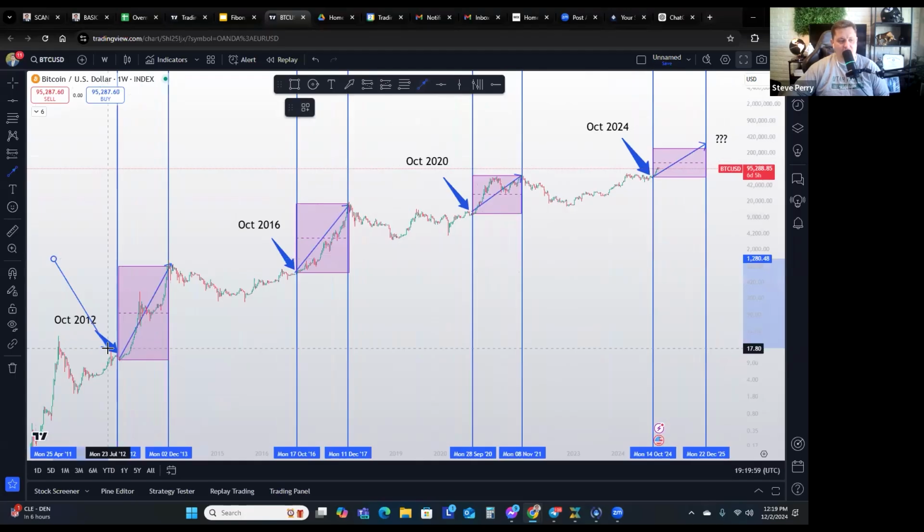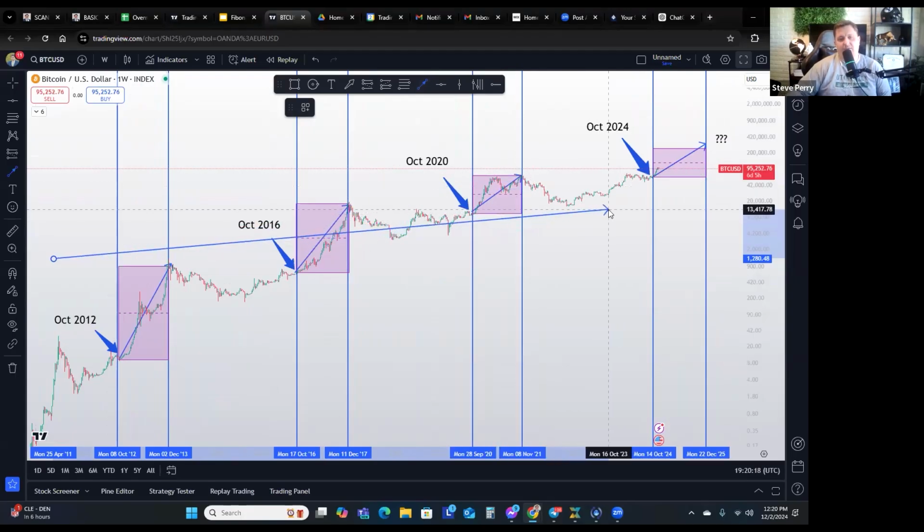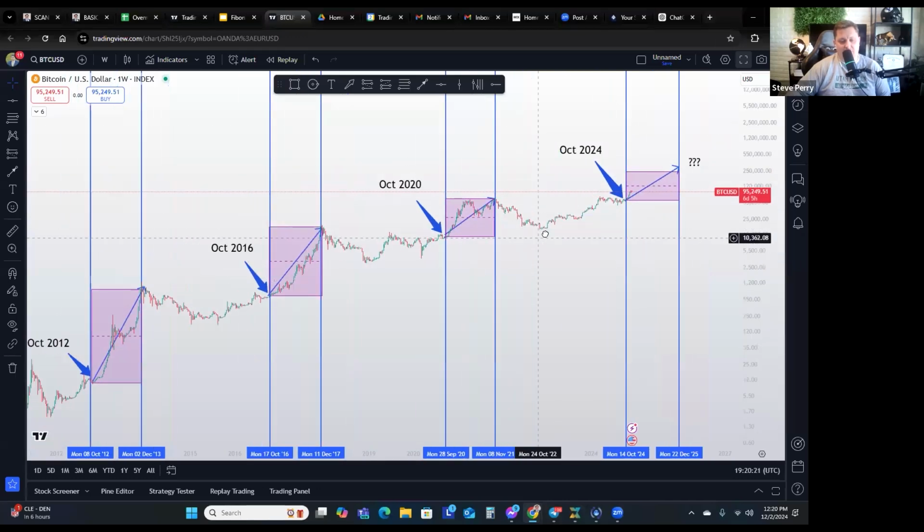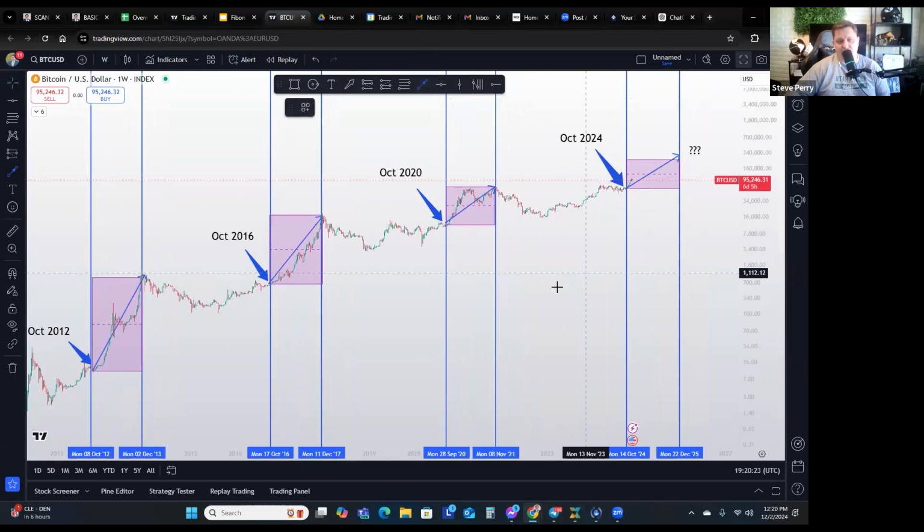Back in October 2012, that's when the rally began and it lasted a year. October of 2016 lasted a year and then it pulled back. October of 2020 was the year of the last halving before this year, and then it rallied for a whole year and then pulled back. That's probably going to happen again in 2024, since we had a halving earlier this year. We just passed October and now it's November. So we're well into crypto summertime, and this rally will continue for about another year.